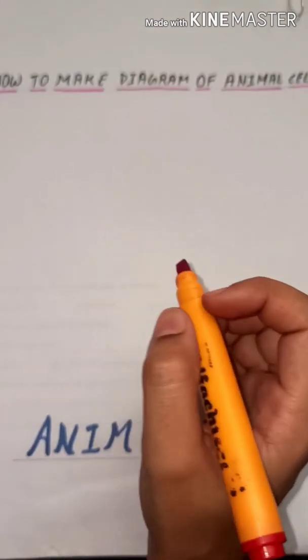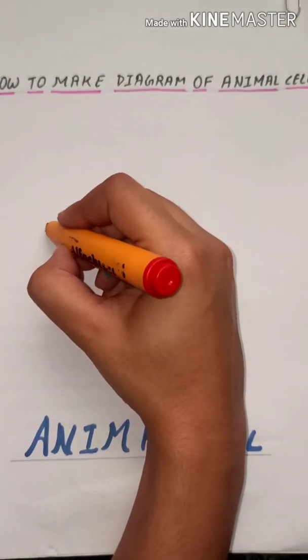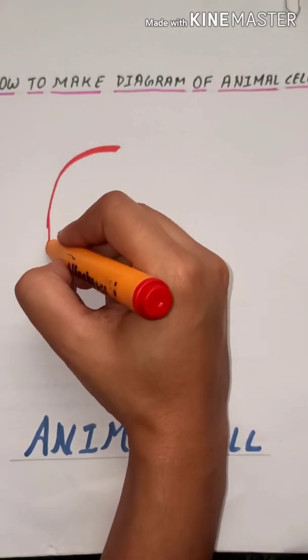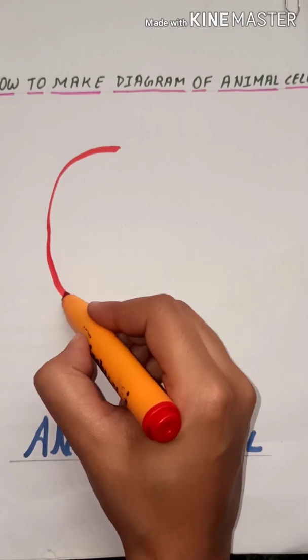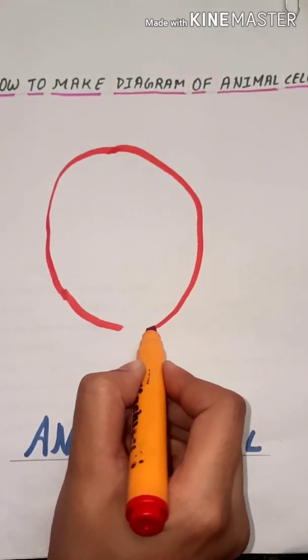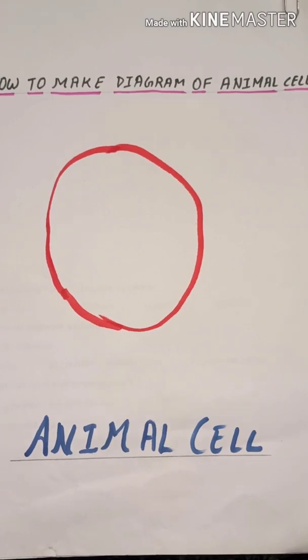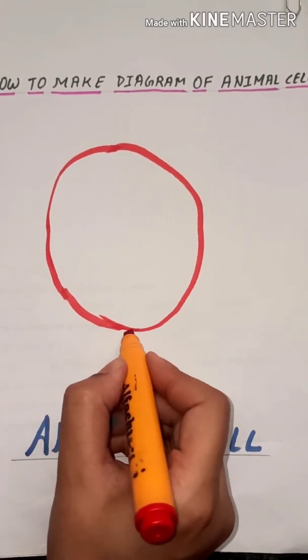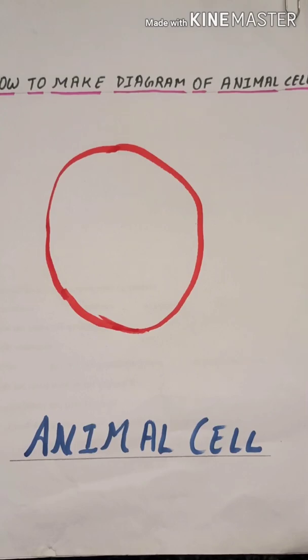Today I will tell you how to make a diagram of an animal cell. An animal cell is an oval-shaped or circular round structure. So I am making a ball-like or oval round structure and the outer covering of the animal cell.